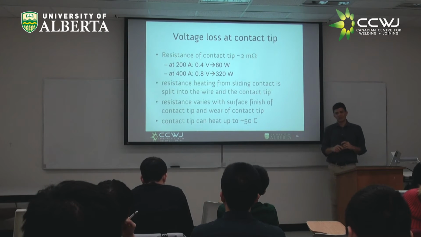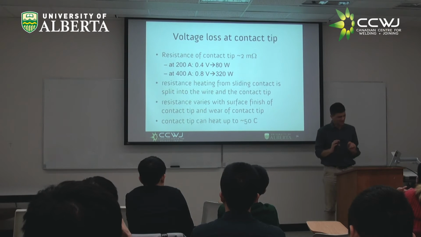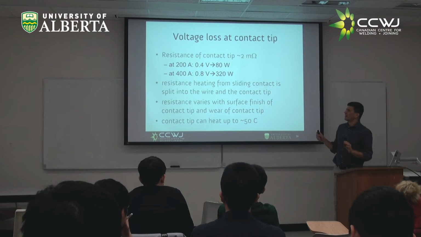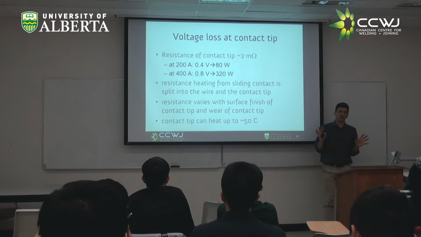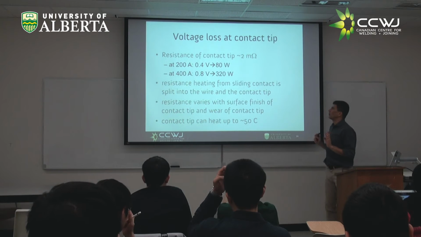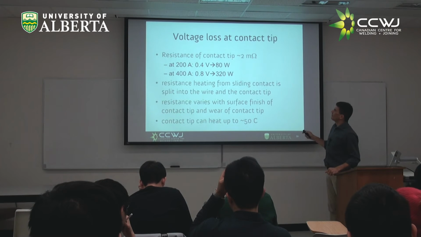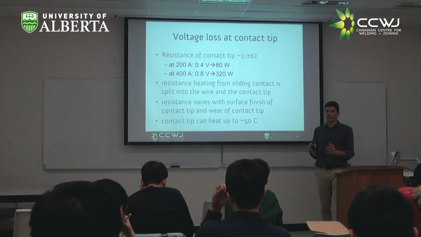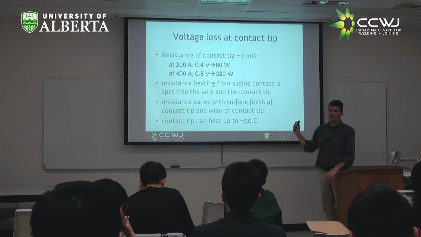Right? Next year, I'm going to have a better number because we did lots of measurements this year. But I need to process them and make sure I got them right. But it's more or less 2 milliohms, more or less. Right? So if you think at 200 amps, right, 200 amps times 2 milliohms would give me 0.4 volts in the stick out. And that times current would give me about 80 watts.